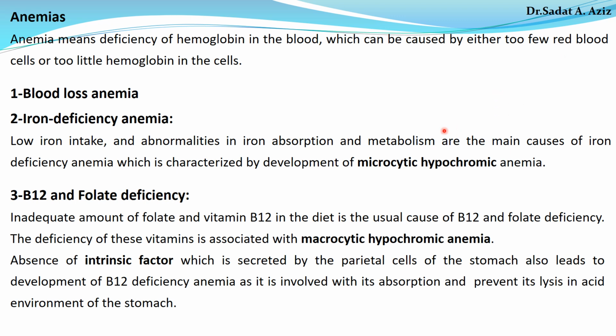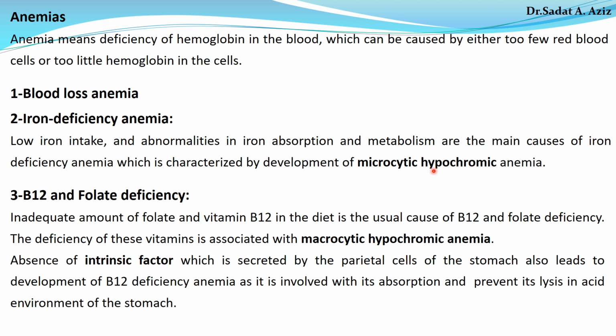Due to the low iron intake and abnormalities in the iron absorption and metabolism. So iron deficiency anemia is characterized by development of what? Of macrocytic hypochromic anemia. What you mean by macrocytic means the cells became smaller in size, and hypochromic means they contain less hemoglobin. So, macrocytic hypochromic anemia. So you can recognize the iron deficiency or differentiate the iron deficiency anemia from the rest of the anemia by having such a kind of property.